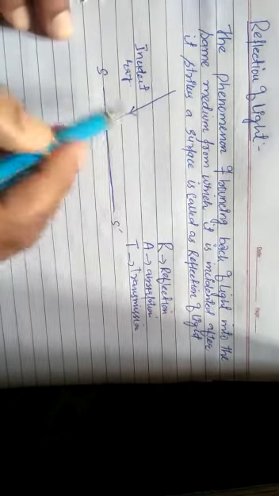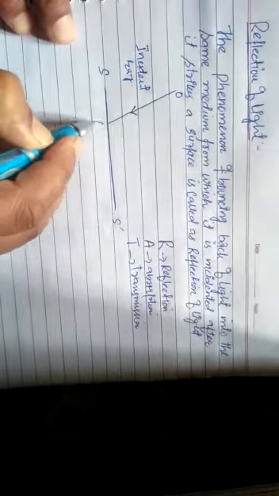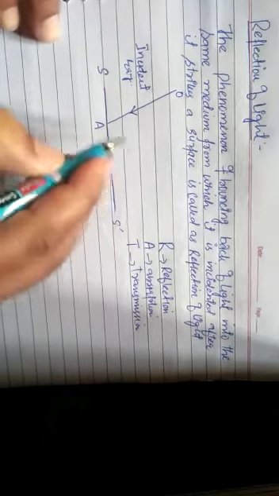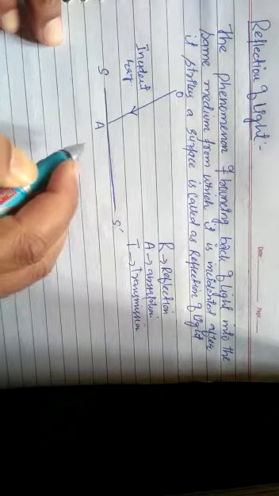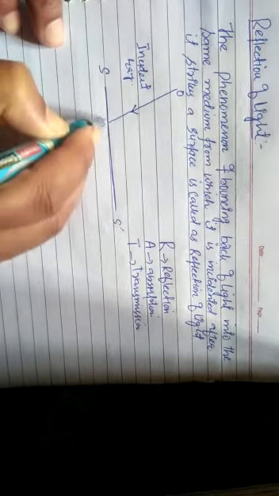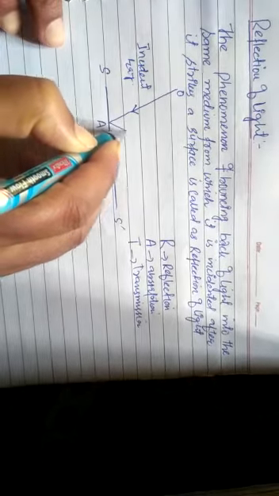Let me name this ray OA. This is called the incident ray as it is incident on the surface. Now after striking the surface, it comes back. It doesn't pass through this medium. It comes back like this. It reflects back.